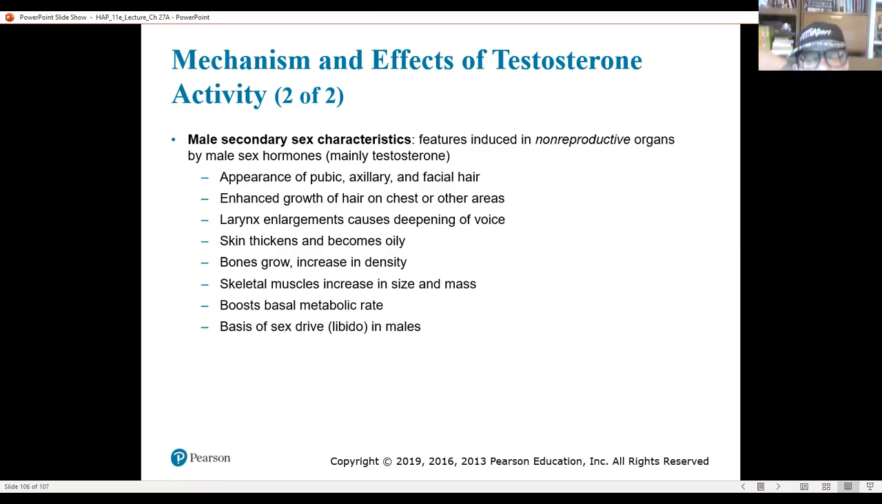The skin will get thicker and more oily. The bones will grow, so bones grow and get more dense. Skeletal muscles get bigger and have more mass. This boosts the basal metabolic rate. And testosterone is the basis for sex drive or libido in males.